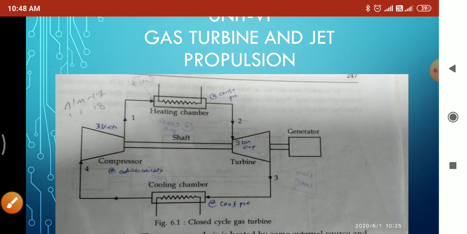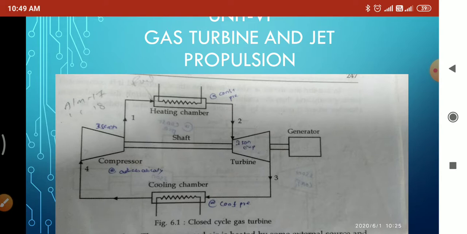And gas turbines are classified into basically two categories. First, according to the path of working substance, meaning how the working substance follows the cycle. In that, first is closed cycle gas turbine, second is open cycle gas turbine, and third is semi-closed gas turbine. These are the three types of gas turbine according to the path of working substance.